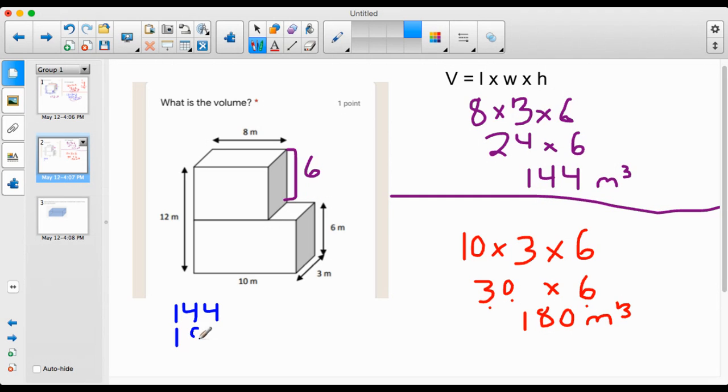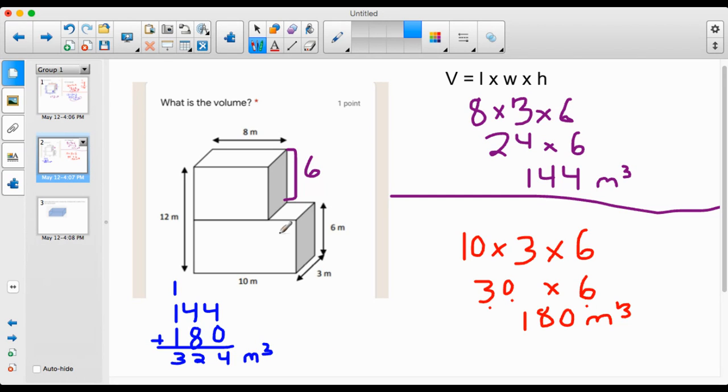And then I'm going to stack it up with my 180. Those are my 2 volumes that I got. I want to find the total, so I'm going to add them up. I'm going to get a 4 for my ones column. 8 plus 4 would be 12, so I carry my 1. And I get a 3 for my hundreds, so my total volume would be 324 meters cubed.